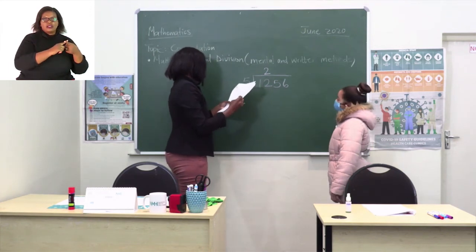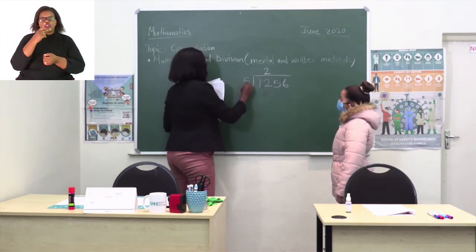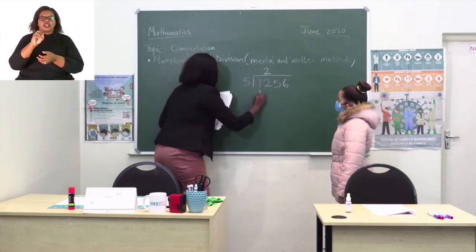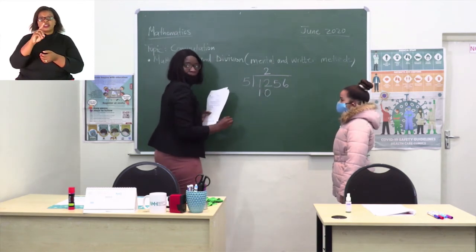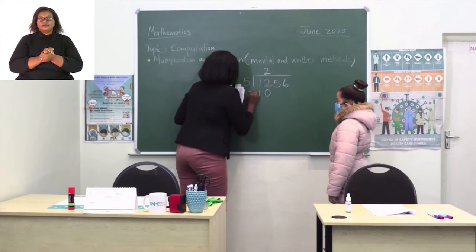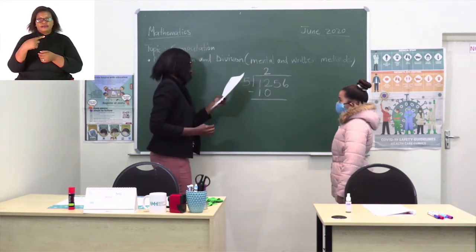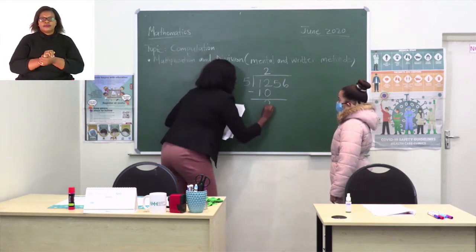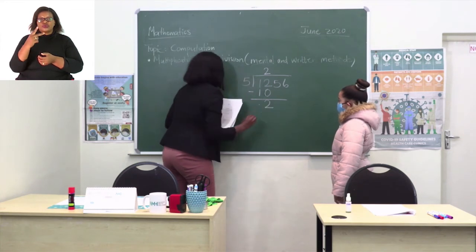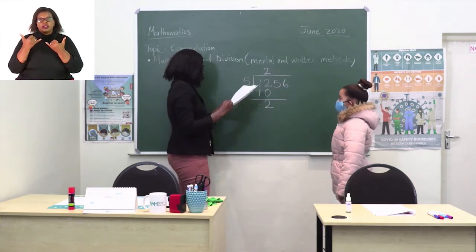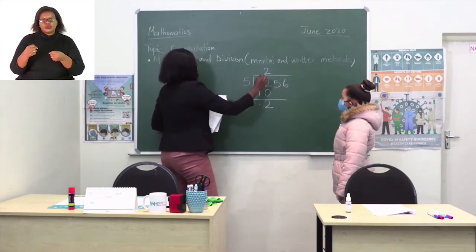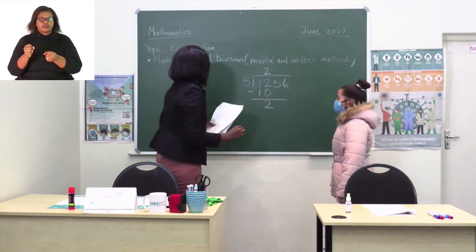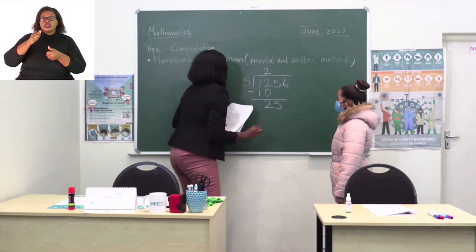The next step, we need to multiply. We take 2 times 5. 2 times 5, what is our answer? It is 10. And we write our 10 down there. Good. We subtract. The next step, we take 12 minus 10. What is our answer? It is 2. We write our 2 down there. Good. The next one, how many times 2 goes in 5? It can't. Then our solution is we bring down the 5.